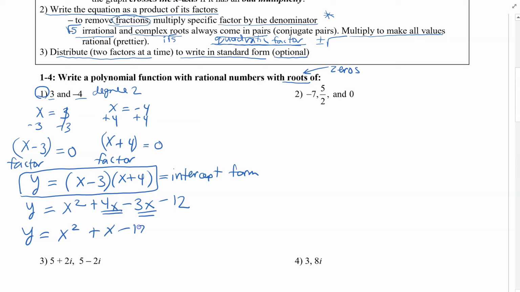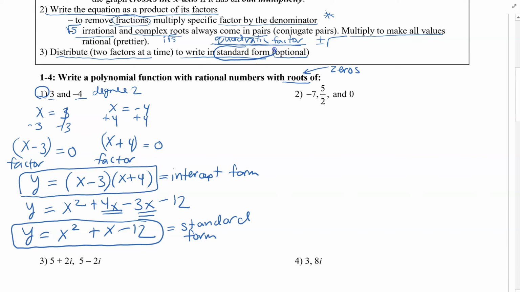And then minus 12. So this here, you can see it's quadratic, right? It's got that degree of 2. It's in the standard form, right? ax squared plus bx plus c. And so this is the standard form equation, right? Because that's what was mentioned here.